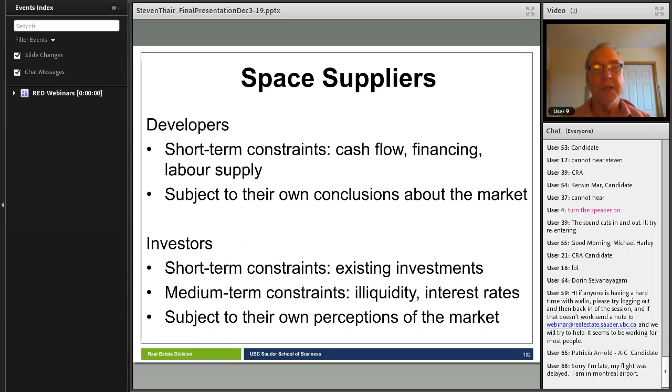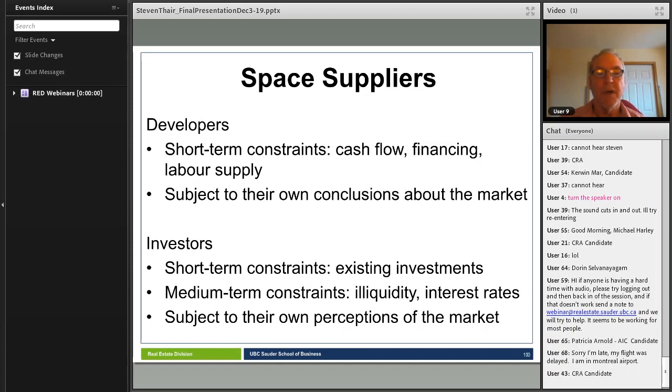So I'm going to spend a little bit of time talking about each of those three groups. The first one is the space suppliers. We've already talked about how space suppliers have short-term constraints like cash flow, financing, labor supply, and then their own ideas about what's going on in the market and what they should do. I talked about that with the strip mall guys.